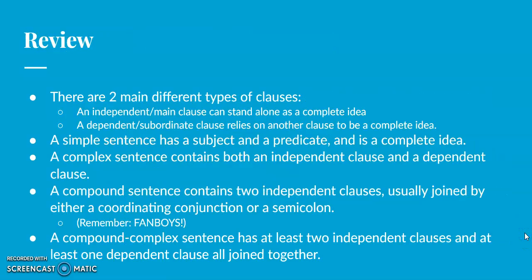So, to review. In order to be complete, a sentence needs to have a subject and a predicate and be a complete idea. There are four ways to put a sentence together. The first is the simple sentence, which is a single clause. The second is the complex sentence, an independent clause combined with a dependent clause. These usually use a subordinating conjunction. The third is the compound sentence, two independent clauses joined with a coordinating conjunction or semicolon. And finally, there's the compound complex sentence, at least two independent clauses and a dependent clause, all joined together.